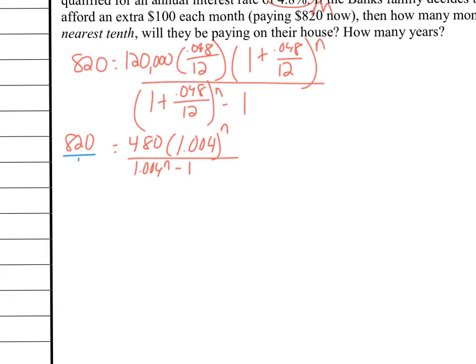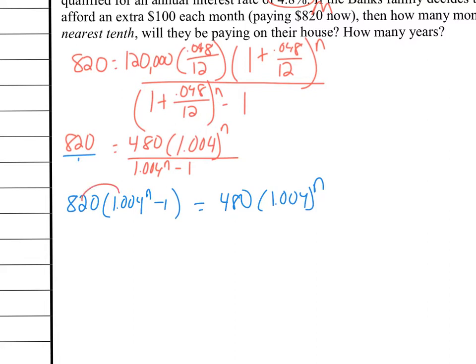So when we do that, we end up with 820 multiplied by both parts. And then 480 times the 1.004 to the n. It's still the same because it's multiplied by 1. So now we have to distribute this 820 times both parts. So we get 820 times the 1.004 to the power n. And then 820 times negative 1 is just minus 820.